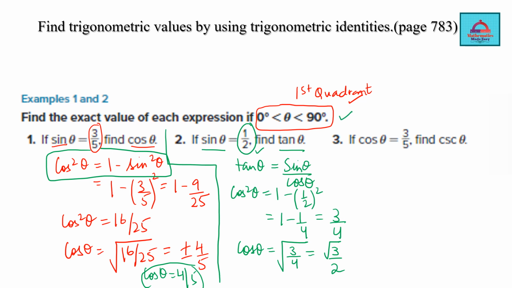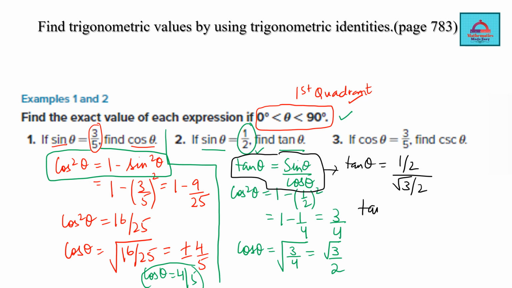Now you have sine, you have cos. Can we find tan by using division? Yes, we can. So tan theta is 1 over 2 divided by square root 3 over 2. So tan theta comes out to be 1 over root 3. Again it is positive because it is in the first quadrant. Let's do question 3 on the next slide.